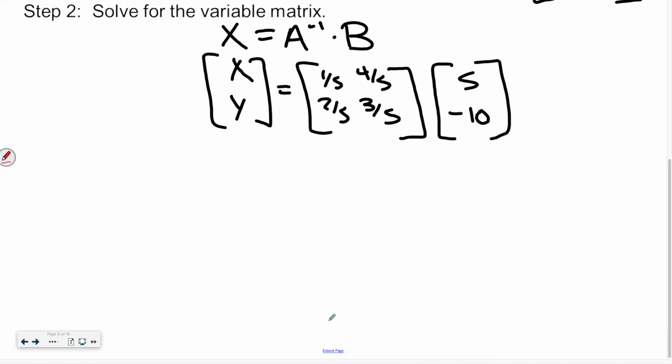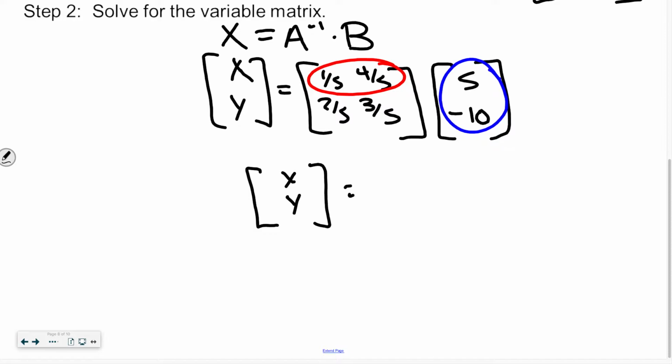And then I'm just going to do regular multiplication. Take row 1 times column 1. So when I do that, 1/5 times 5 is 1. And then 4/5, I'm going to write this out. 4/5 times negative 10.